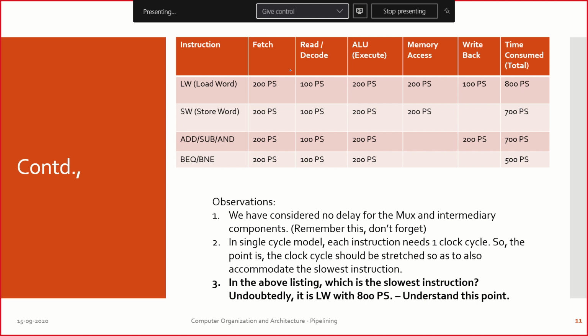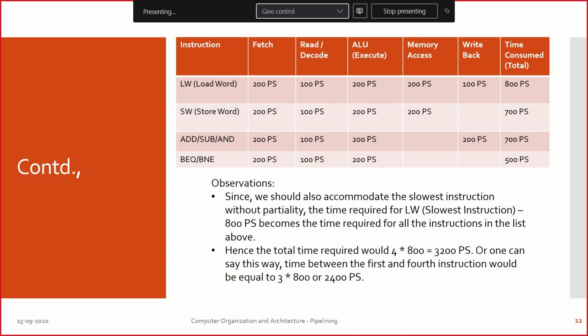Now, out of these four instructions, load word, store word, add, BEQ or BNE, which is the slowest of the instructions? 800, 700, 700, 500. Fastest is BEQ, forget it. The slowest is load word. So, 800 is the slowest, which means load word is the slowest of the instructions that I need to look into. So 800 picoseconds is the slowest.